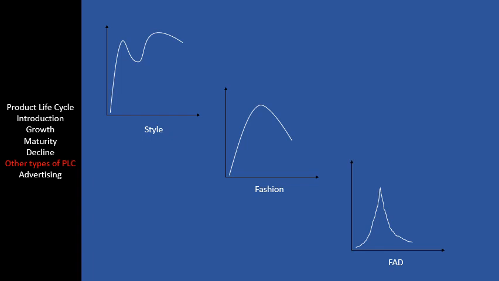For fashion, we have something like this, where a product suddenly sees an increase when the fashion is in trend, and then it will see a fallback. Here also in the fad, a product will suddenly see an increase from the time it is introduced into the market to its peak sale, and suddenly there is a decline in the product.